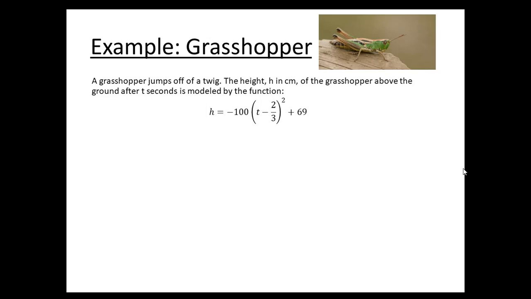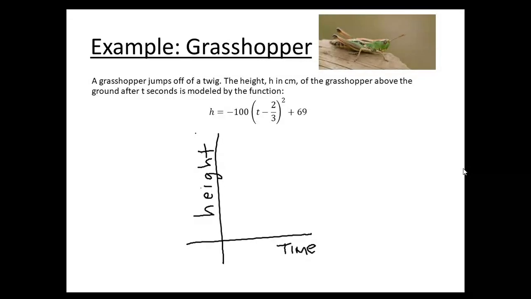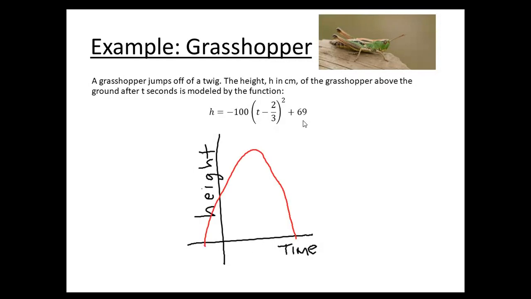Now let's draw our axes again and label them. I know that we've got a y-axis of height in centimeters and an x-axis of time in seconds. Now I can look at the equation in vertex form and say that the vertex is going to be (2/3, 69). That means that we're going to be in the first quadrant, and I'm going to have a parabola that looks somewhat like this.